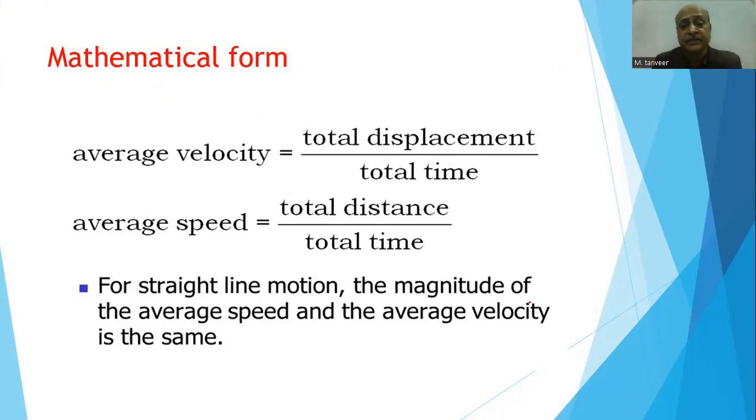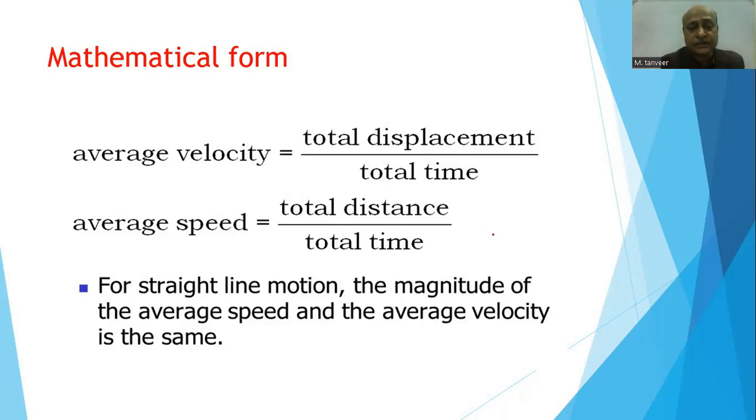This is the main difference between speed and velocity. In velocity, you have to divide displacement by time. In speed, you have to divide distance by time. For straight line motion, when a body is moving in a straight line, then average speed and velocity will be the same, since there is no change in direction. Then displacement and distance will be the same. When a body is moving in a straight line, then distance and displacement will be equal.